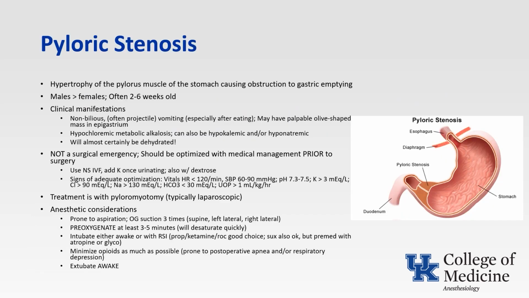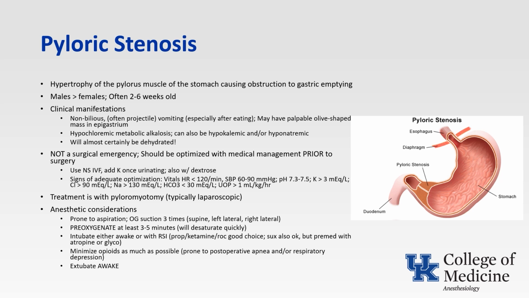Our first keyword is pyloric stenosis. Pyloric stenosis is hypertrophy of the pylorus muscle of the stomach, and this causes obstruction to gastric emptying. The prototypical patient is a male, often 2 to 6 weeks old, presenting with non-bilious projectile vomiting, especially after eating. The other prototypical presentation includes a palpable olive-shaped mass noted in the epigastrium.